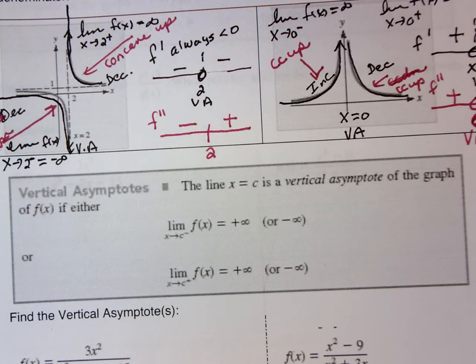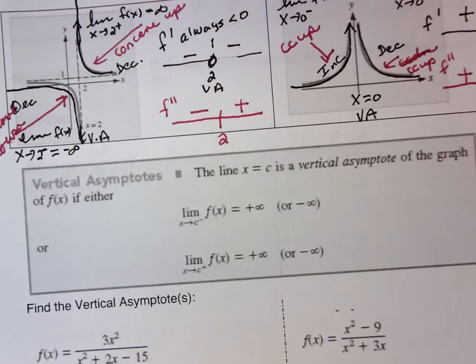Take the limit from the left, it's either going to plus or minus infinity. Limit from the right, it's either going to plus or minus infinity. That would be the strict definition of a VA from a calculus point of view. For us, we don't have to, well, we do have to worry about it a little bit.